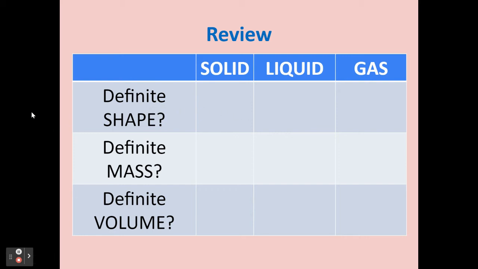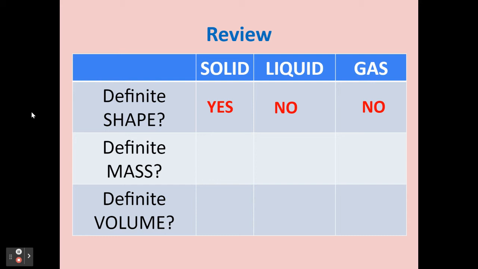Does a solid have a definite shape? Yes, it has a definite shape. Think about an ice cube. You can see that definite shape. Does a liquid have a definite shape? No. Remember, just like the cat, it takes the shape of its container. And then a gas, does it have a definite shape? No. Again, a gas will take the shape of its container, and if it's not in a container, it's just going to continuously expand.